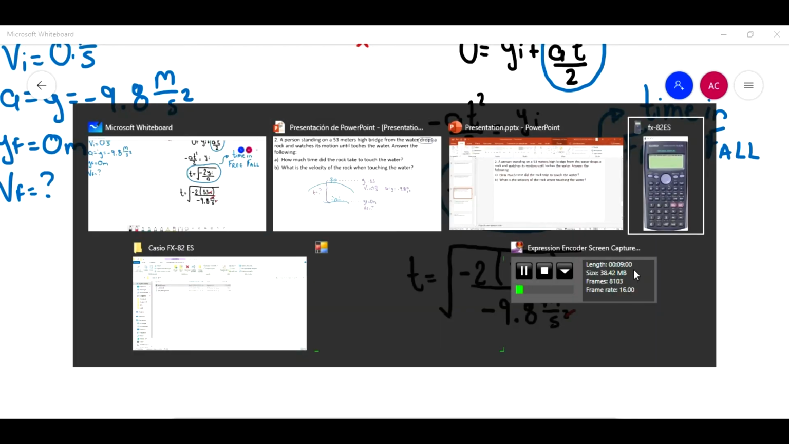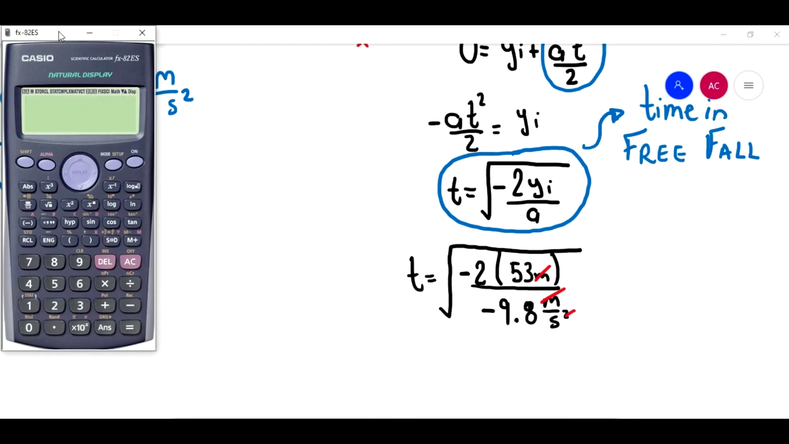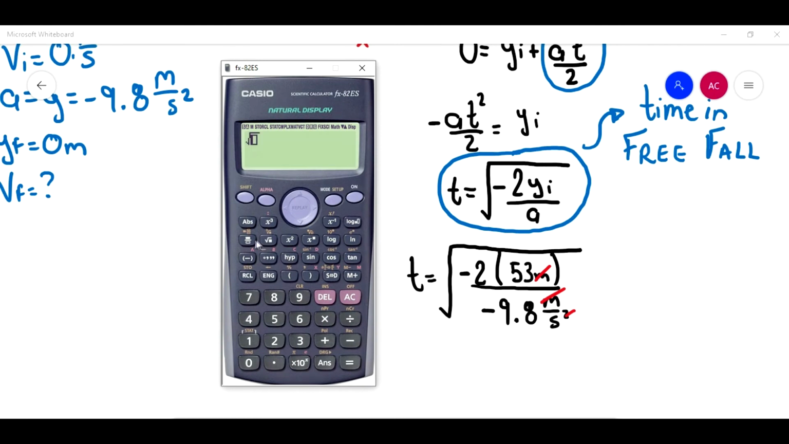So let's do it in the calculator. Square root and then fraction, minus 2 times 53 over minus 9.8, equals. This is the value of the time. It's an infinite decimal value, so I'm going to save this value in my memory. Shift, STO A. And I'm going to write the answer.